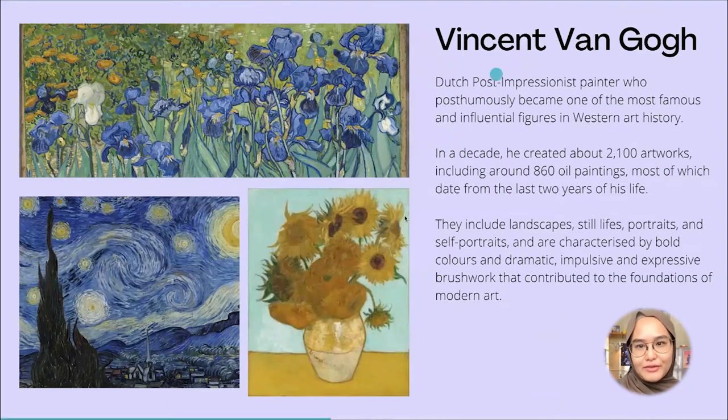So we have Vincent Van Gogh. He's a very popular artist, if you've seen The Starry Night. He's a Dutch impressionist painter who became one of the most influential figures in Western art history. He focuses on landscapes, still lives, self-portraits, and very expressive work in his paintings.